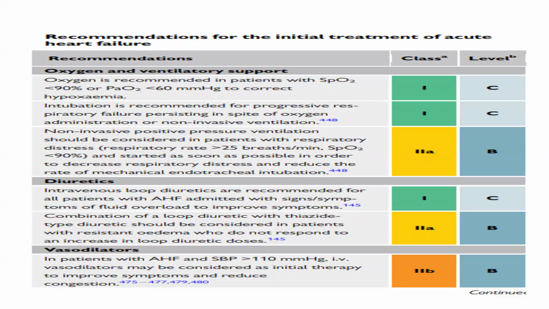Then about diuretics, intravenous loop diuretic is recommended for all patients with acute heart failure admitted with the signs and symptoms of fluid overload to improve symptoms. Combination of loop diuretics with thiazide type diuretic should be considered in patients with resistant edema who do not respond to an increase in loop diuretic dose. About vasodilator, in patients with acute heart failure and systolic blood pressure of more than 110 mmHg, IV vasodilator may be considered as initial therapy to improve symptoms and reduce congestion.